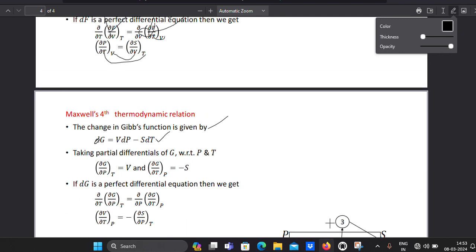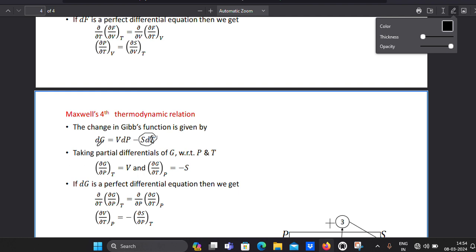Okay. So dG is equal to V dP minus S dT. Now, taking partial differentiation of G with respect to P and T. First keep T constant. If T is constant, then dT becomes 0, and this whole term becomes 0.